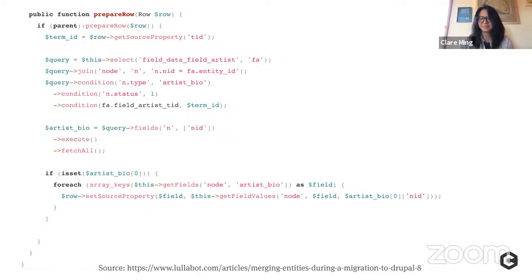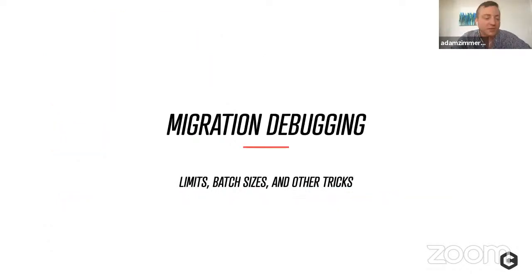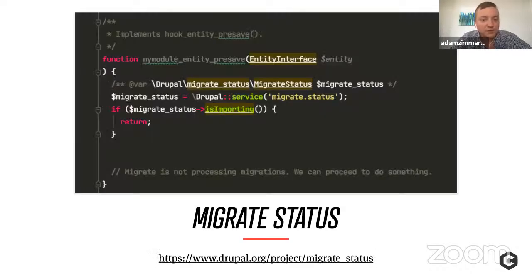So now that we've written our migration, we may have problems, right? So we're going to talk about some tricks to get them to run faster and understand what's happening. So first, there's this cool migrate status module.